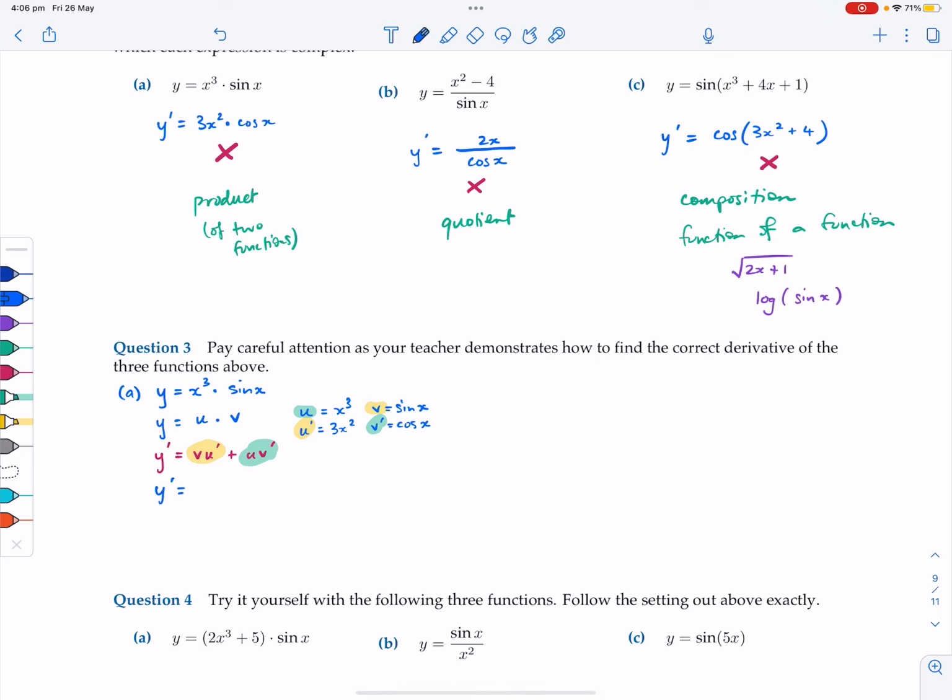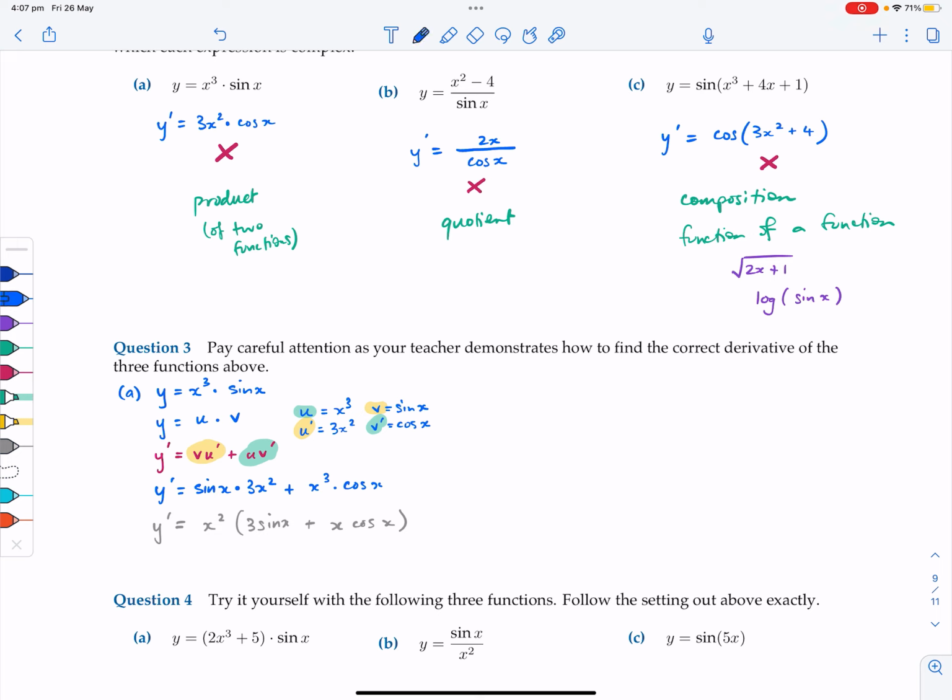So y dash equals vu dash, so that is sine x times 3x squared, plus uv dash, which is x cubed times cos x. All right. Do I have to write that any differently? No. I could factorise it if I want. So I could write y dash, I could take out an x squared, and then I've got 3 sine x plus x cos x. So when we use, this is called the product rule. When we use a product rule, we often end up with things that can be factorised. And it's often good to factorise them, but I'm not saying it's necessary. That's why I've put that in grey as like an option.